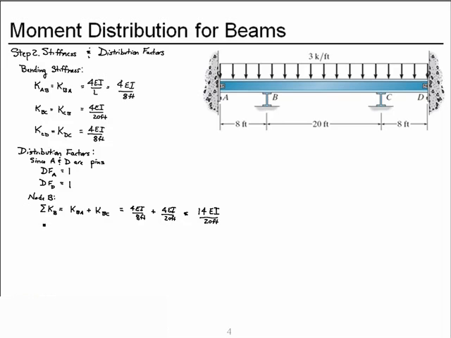And then we'll use that in order to figure out the distribution factor to each of the members framing in at B. So for member BA, it's the stiffness of BA over the summation of all the stiffnesses meeting at B. And so that's 4EI over 8 feet divided by the 14EI over 20 feet.